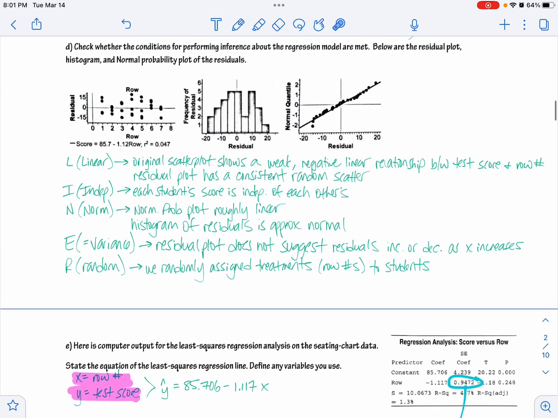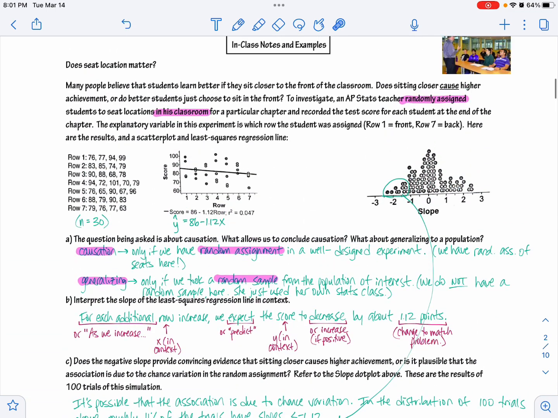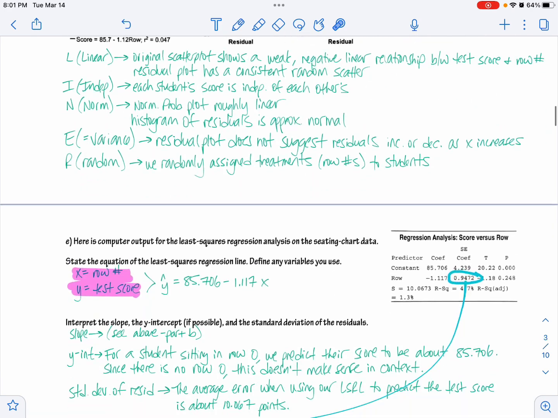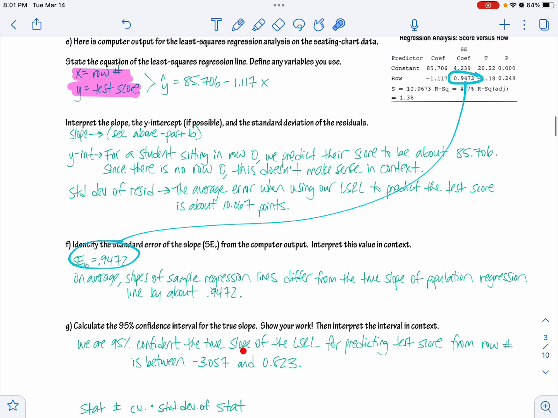What does that mean? Remember this dot plot up here where we rearranged all of these people 100 different times using a computer generated situation, and we came up with this dot plot of 100 different slopes. So we're using this to estimate what the true slope of the entire population would be, which would be really difficult to come up with. But if we do all of those sample regression lines, they would differ from the actual slope I'm trying to predict by about this much. That is what the SE sub B means.